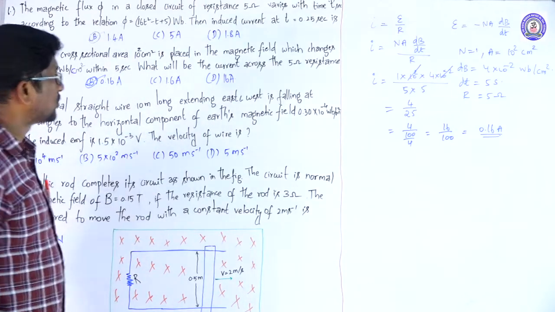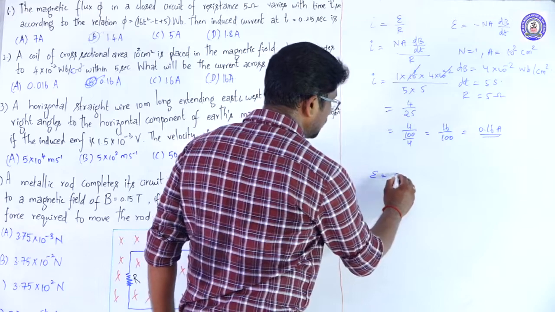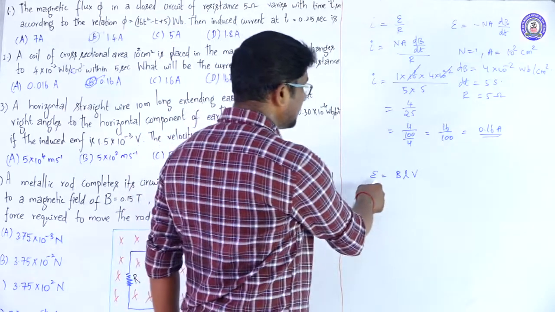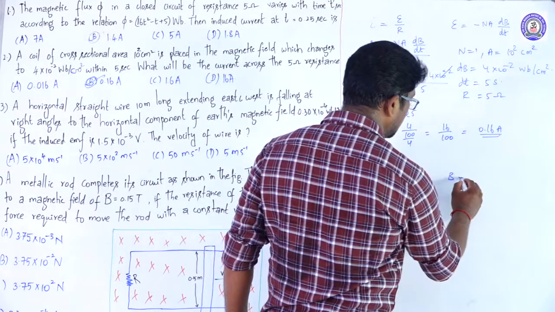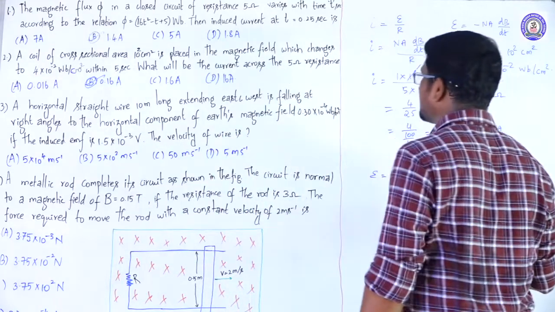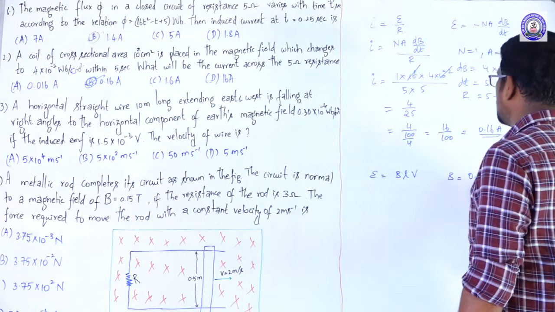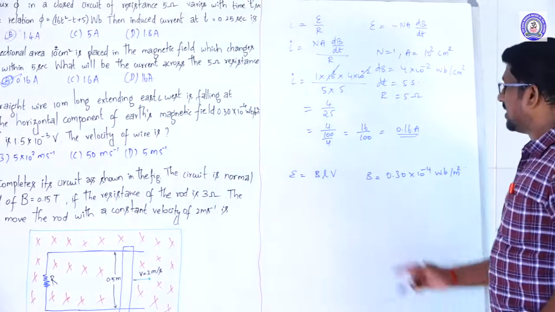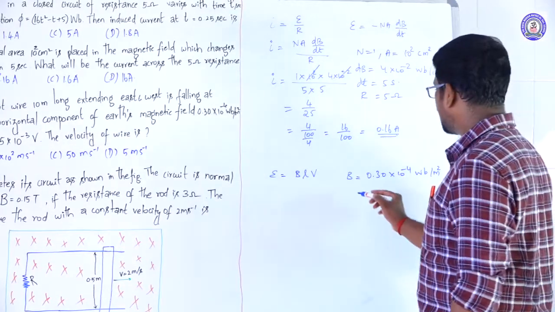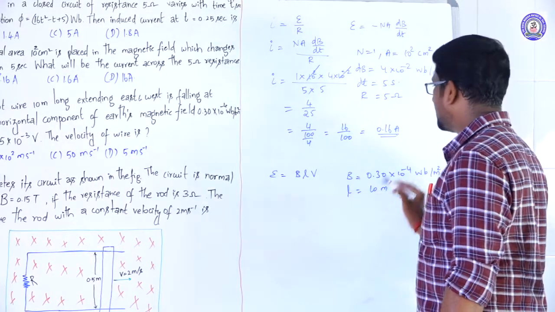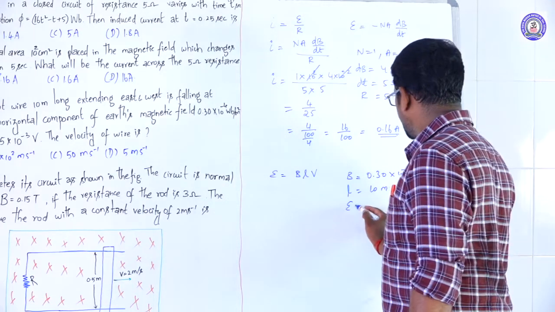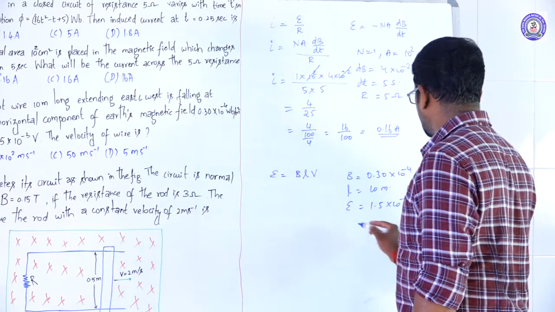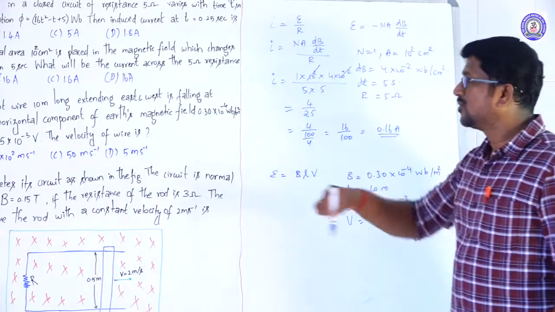So the equation for this question is the motional EMF formula, E is equal to BLV. Right? The given values are: the horizontal component of Earth's magnetic field is 0.30 into 10 power minus 4 Weber per meter square, and the length of the wire is L equal to 10 meter. The induced EMF value is also given, E is equal to 1.5 into 10 power minus 3 volts. We need to calculate the velocity of the falling wire.